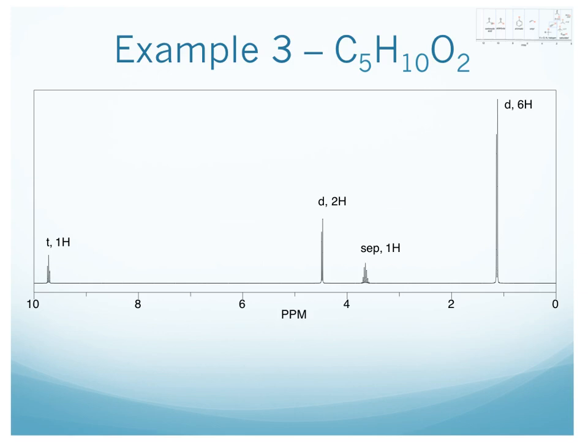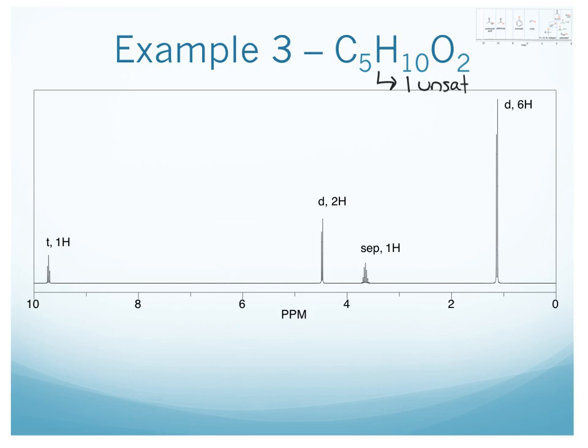Okay, in example 3 we have C5H10O2. Should find that there's one unsaturation in that formula, so that means we either have a double bond or a ring in this structure. Okay, so first let's just go through and assign fragments to each peak in the spectrum.